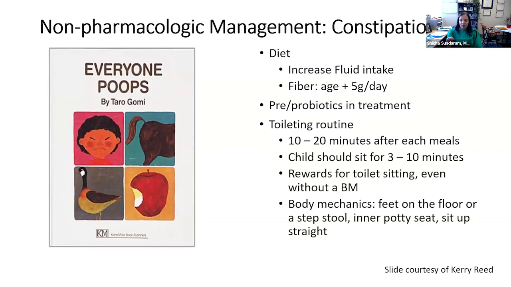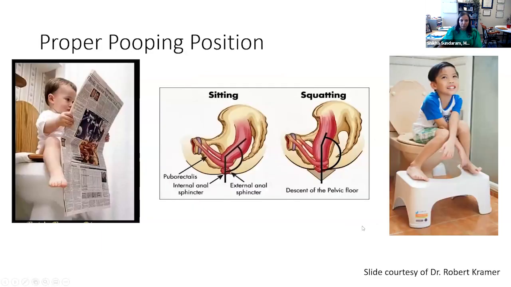Body mechanics are really, really important. And let me just show you a picture. What we don't want is our patients up on the toilet dangling, because what that does is it really changes the mechanics so that your internal and external anal sphincter and the muscle sling, the puborectalis, that need to be lined up to allow for defecation to happen are actually at a pretty acute angle.